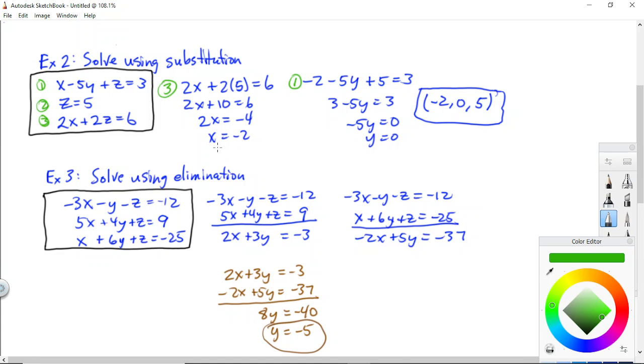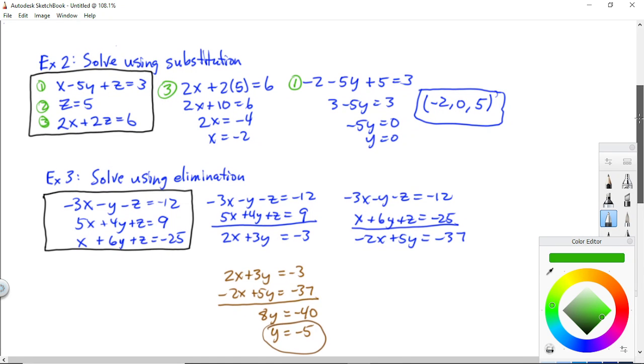So we have x is negative 2. That's right here. We have y is 0. That's right here. Second number in the triple. And we have z, which we were given at the beginning, is 5, which is right here. Third number in the triple. So we have our ordered triple, and that's our answer.